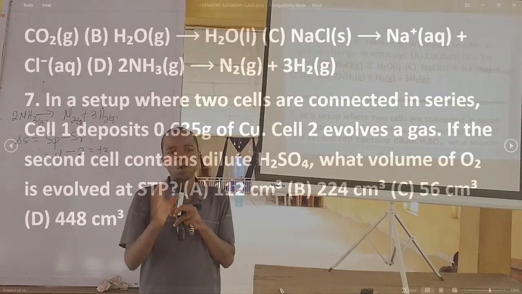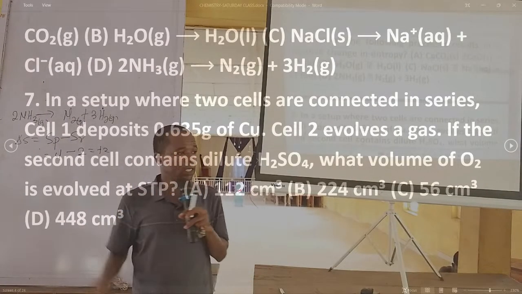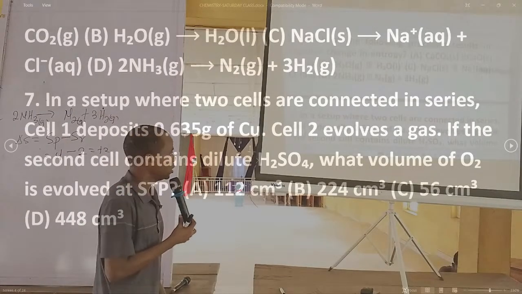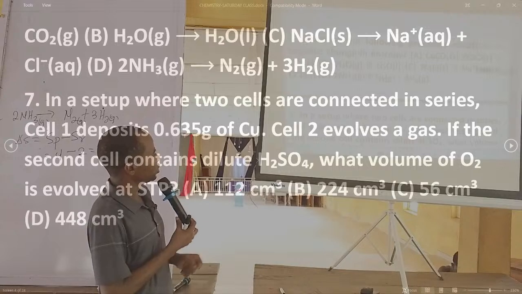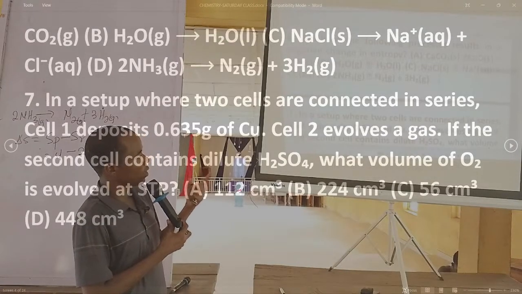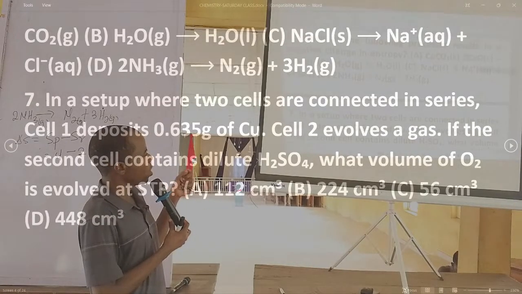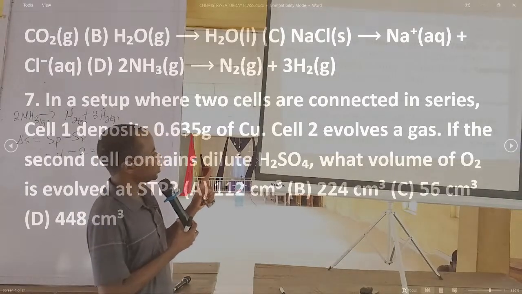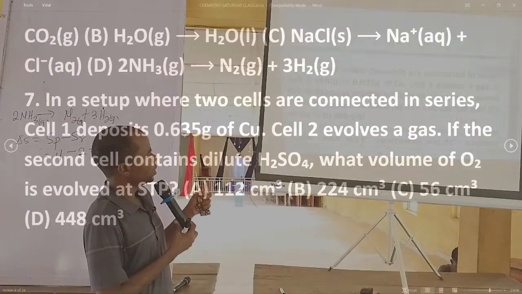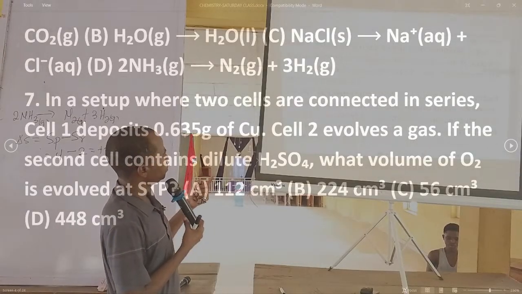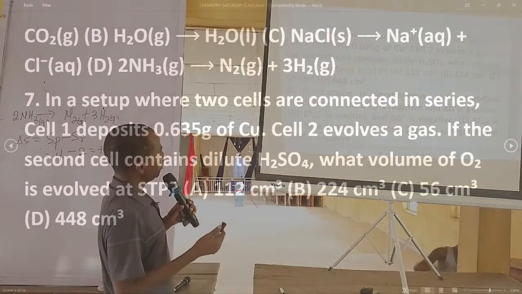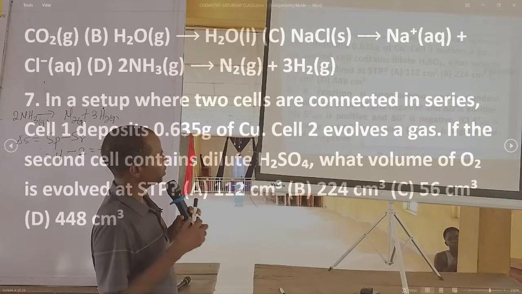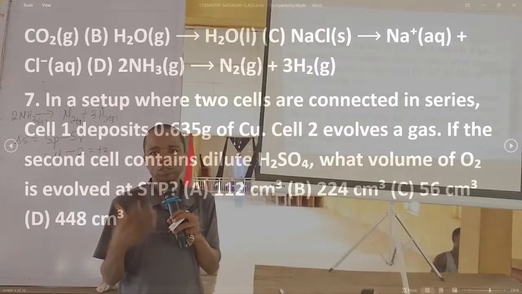So you must know the positive examples and the negative examples. I believe that is understood. Let's come to number 7 now. Number 7 says, in a setup where two cells are connected in series, cell 1 deposits 0.635 gram of copper, and then cell 2 evolves a gas. If the second cell contains dilute H2SO4, what volume of oxygen is involved at STP?